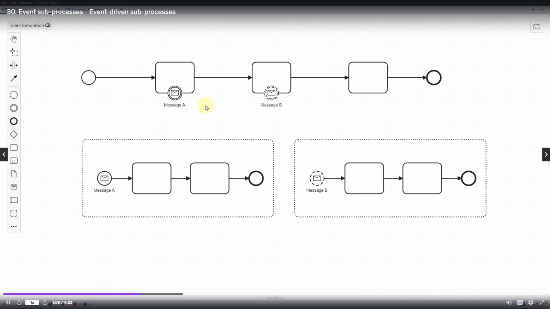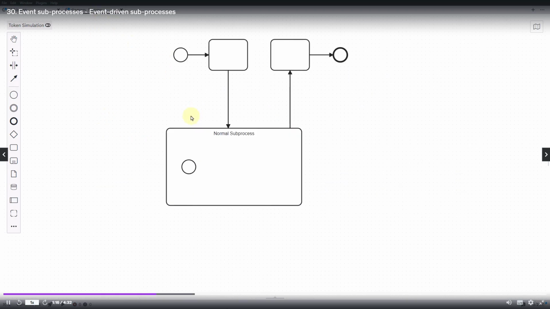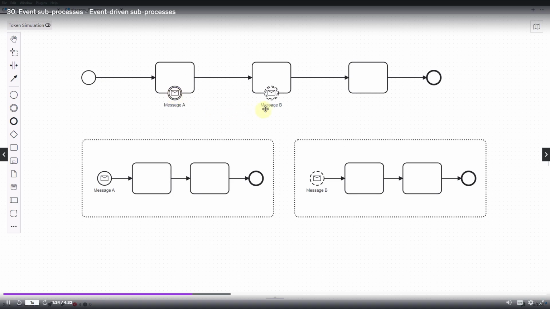But what is the crucial difference to a normal subprocess? Apart from the dotted line, of course. The main difference between event subprocesses and other types of subprocesses lies in the way they are activated. Normal subprocesses are executed as part of a regular process flow. They start when the process flow reaches their activity. Event subprocesses, on the other hand, are activated by the triggering of specific events, not by the normal flow of the process. This is because they are event-driven. This in turn means that they are not connected to the main process with a sequence flow.